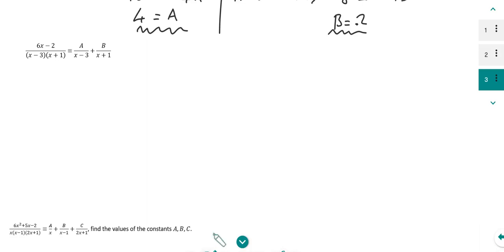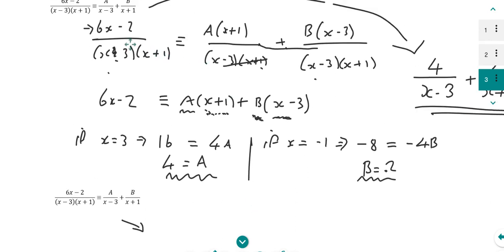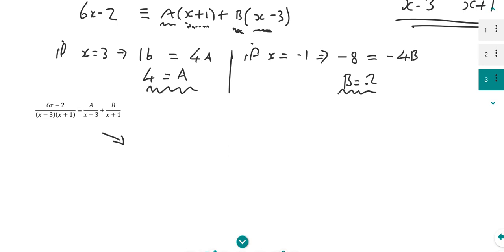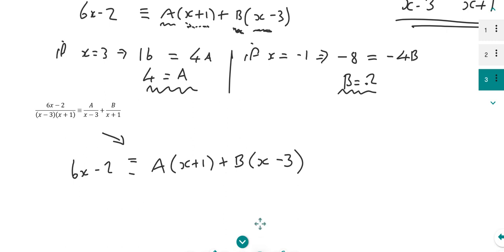I'll also show you another way to do it, which is by comparing coefficients. So one other thing we can do, which is the same sort of idea, if we just look at what we had a second ago, when we got to this starting line here, 6x minus 2, and what do we have? A(x + 1) + B(x - 3). We can compare coefficients. So what does that look like?